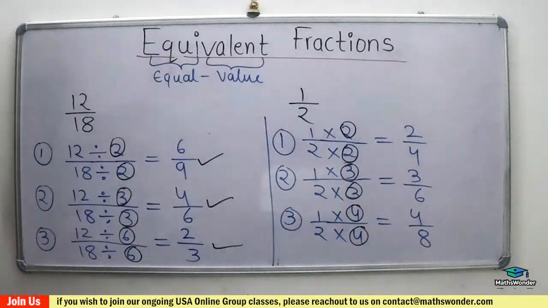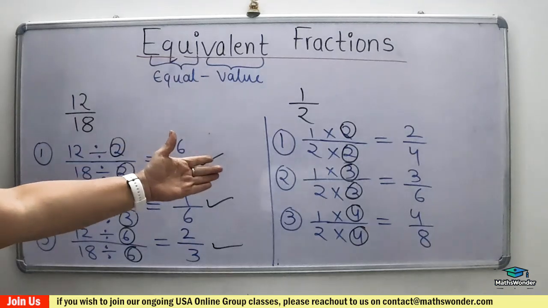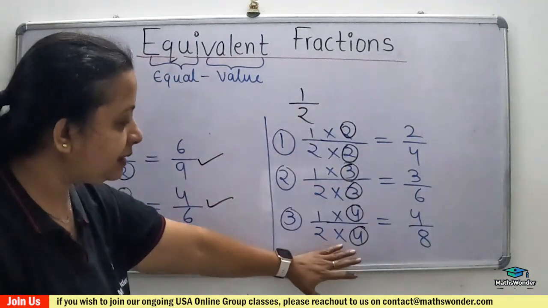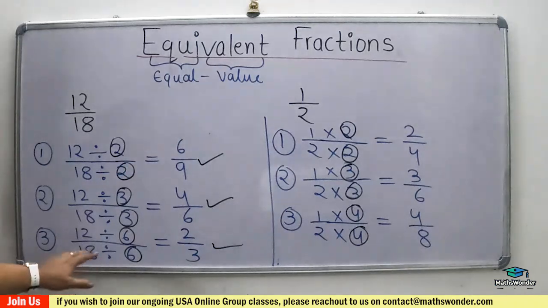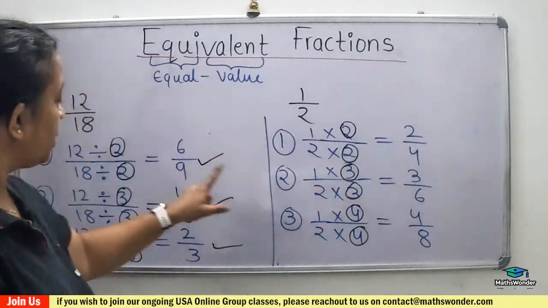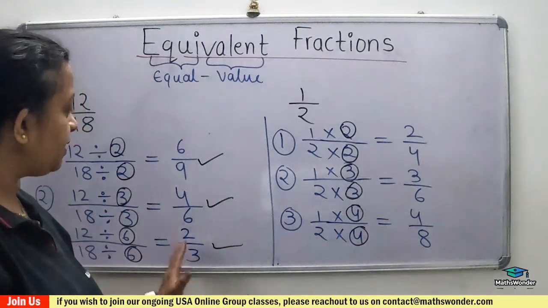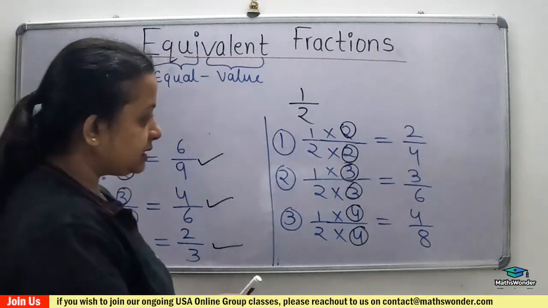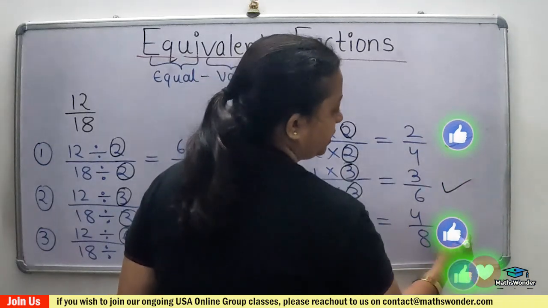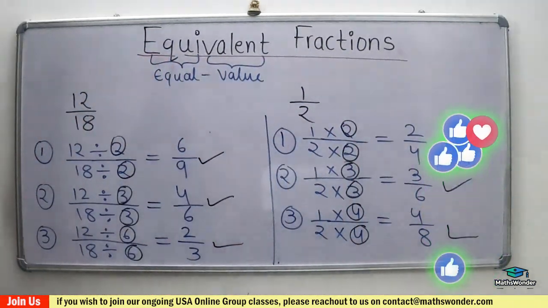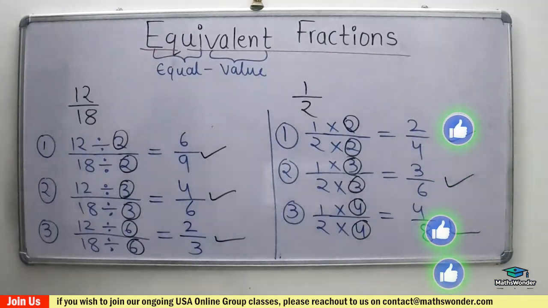So the concept is very clear. If the numerator and denominator of a fraction are multiplied or divided by the same number, 2, 3, 4 here, 2, 3, 6, the same number in numerator and denominator, then we get these 3 equivalent fractions. These 3 are equivalent fractions of this 1/2. Understood perfectly? Any confusion?